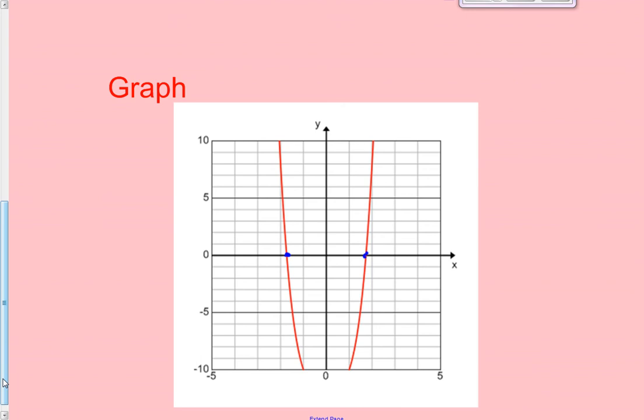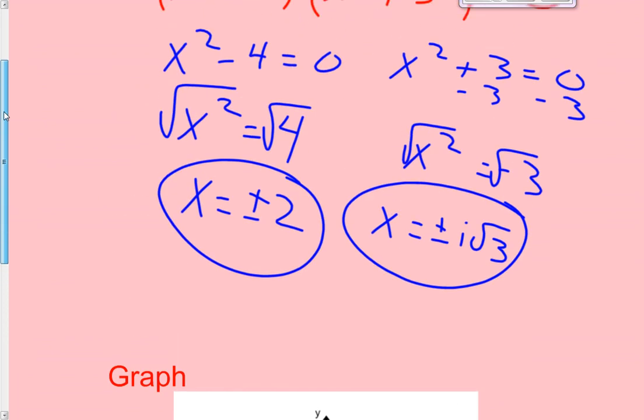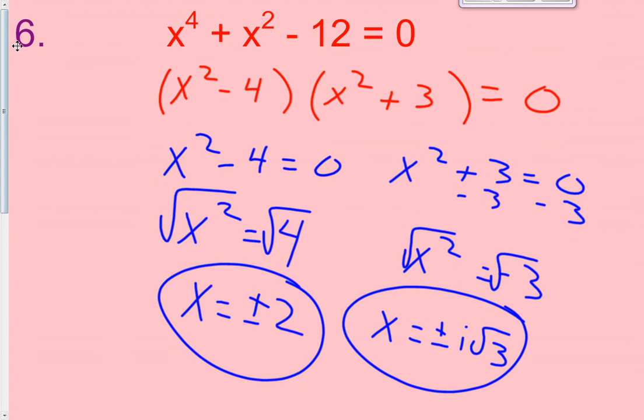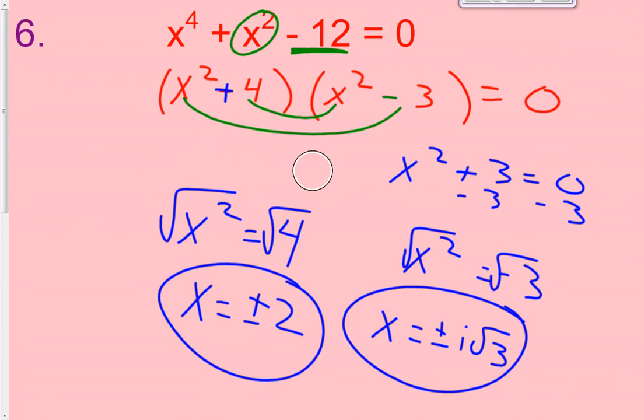Uh-oh. I did this one wrong, didn't I? My apologies. Rats! This should have been the positive 4. Stink! This should have been the negative 3. Because that would still give me my negative 12. And then negative 3 and a positive 4 would give me a positive x squared. Okay, so all this blue stuff is irrelevant. Sorry about that, class.